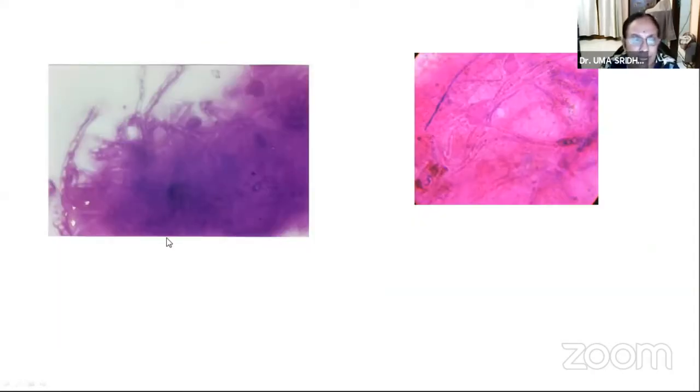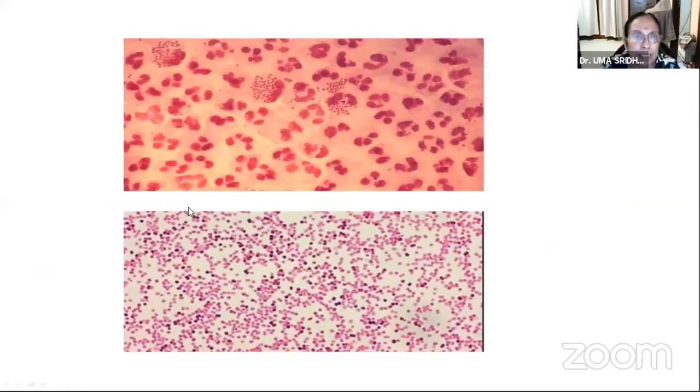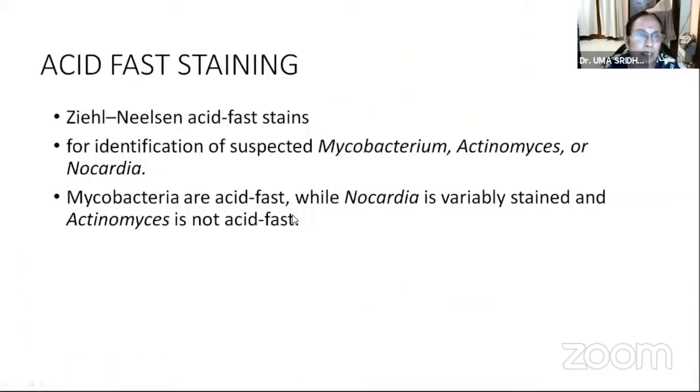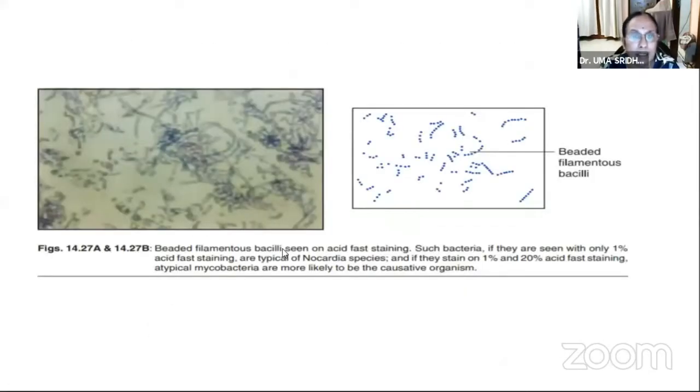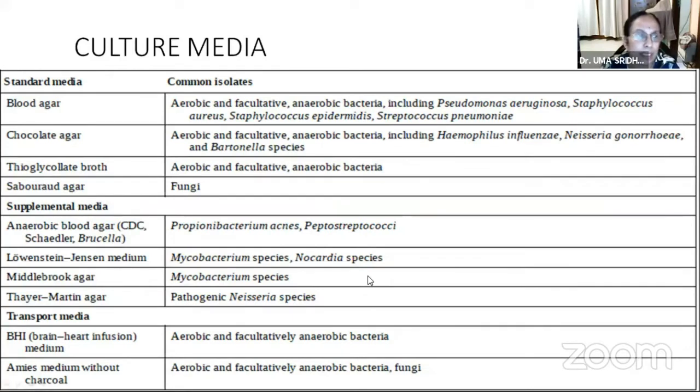In the Giemsa stain also we can see the fungal hyphae, bacteria, and you can see the polymorphs here. You can see the gram negative pink in color. Acid-fast stain for nocardia and mycobacteria can also be done in the laboratory or in your own OPD practice. Then we can also see nocardia and the beaded filamentous bacilli, and mycobacteria and atypical mycobacteria.